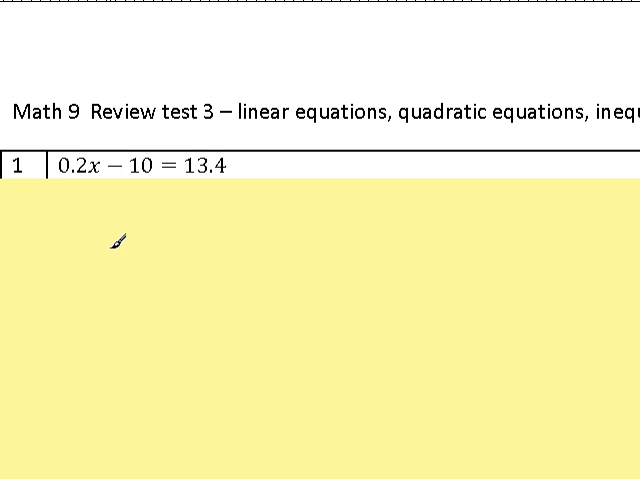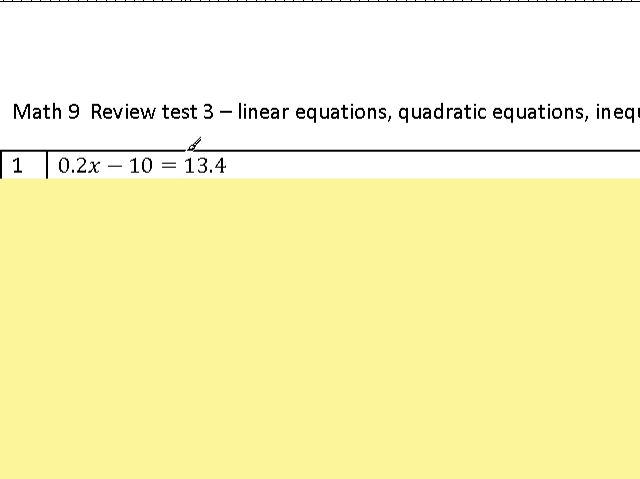We're going to start our test 3 review with some linear equations. In this first equation, we have some coefficients that are decimals. So our plan is to remove the decimal places by multiplying both sides by 10. Since we have only one decimal place, we'll multiply both sides by 10 and the decimal will move over one place. So let's do that.